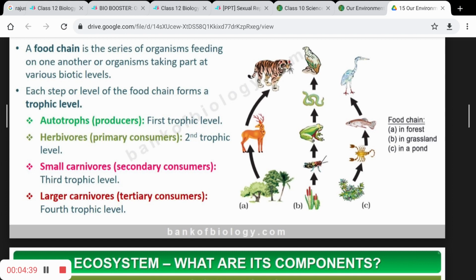What you people are doing wrong is considering herbivores as the first trophic level. No. The first trophic level is autotrophs. Next, herbivores, then small carnivores, then large carnivores. Levels 1, 2, 3, 4. You can write trophic levels.